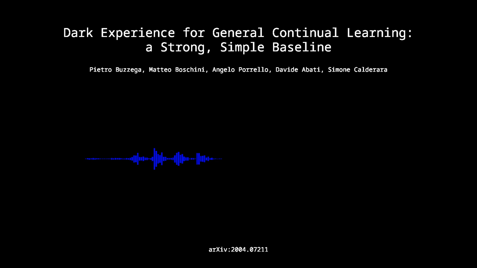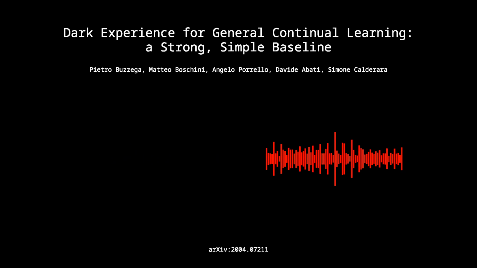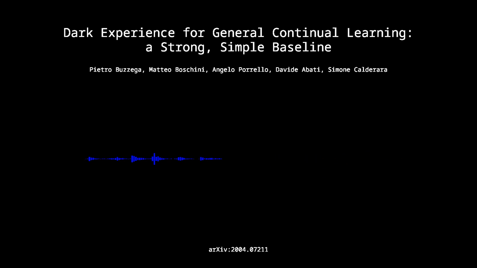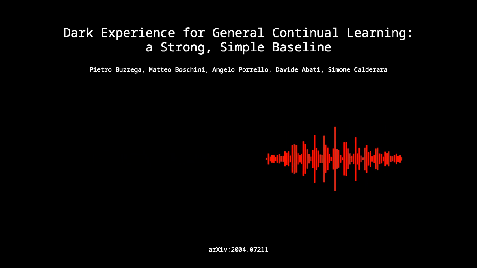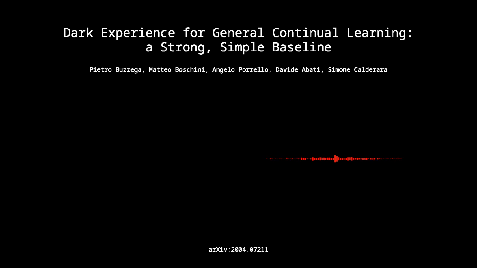Standard ER just stores the input, say an image X, and the ground truth label Y. So you're reminding the network what the right answer was. Right. But you're not reminding it of how it used to think about that input. You lose the entire functional state of the network at that point in time. And that's the aha moment. That's where Dark Experience Replay comes in. They're capturing that state. Precisely.